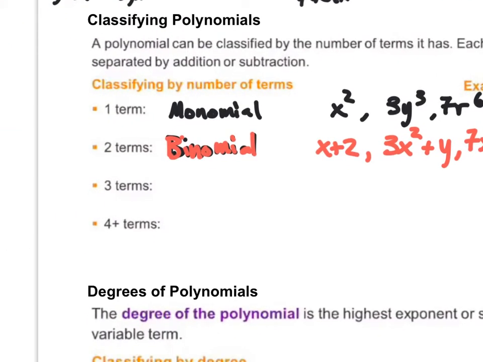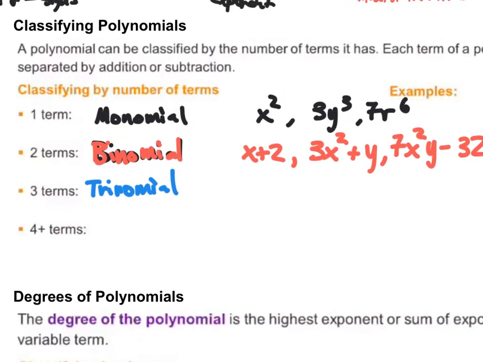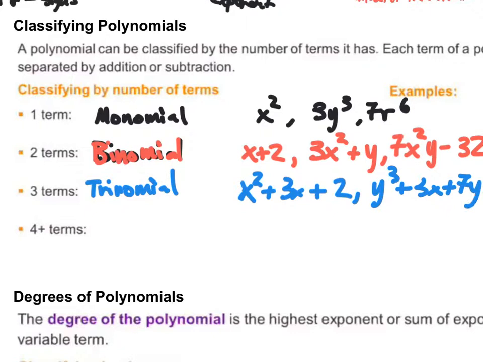The third one is a trinomial, and we're really going to hit trinomials hard. The relationship between trinomials and binomials is strong. A typical trinomial would be like x squared plus 3x plus 2. That would be a trinomial because it has three terms. Another example would be y cubed plus 3x plus 7y. This is a trinomial because I have three different terms.